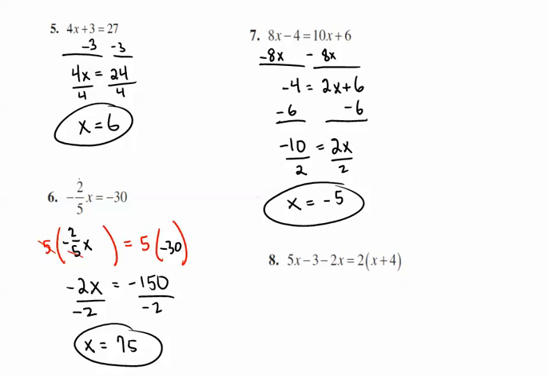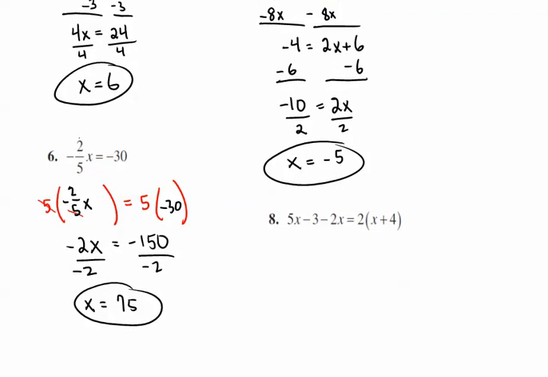With problem number 8, we have a little bit more complication to that. First of all, we have some terms that can be combined before we start doing anything else, and then we're going to have to do a distribution on the right side. So first of all, we see that we have 5x and a minus 2x, and those can be combined on the left side to give 3x minus 3. Then on the right side, we're simply going to distribute. 2 times x is 2x, 2 times 4 is 8, and we end up with 3x minus 3 equals 2x plus 8.